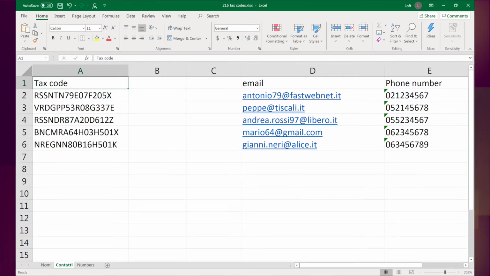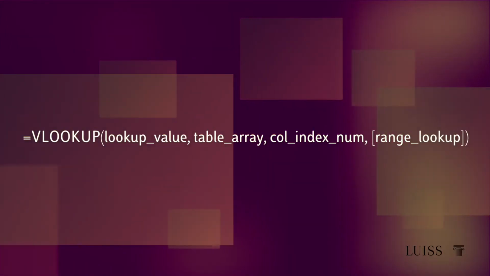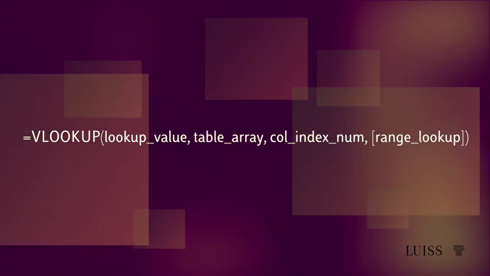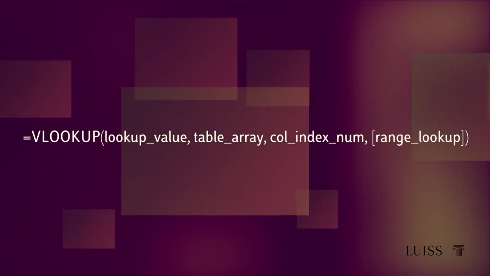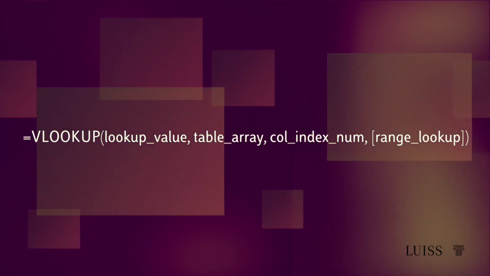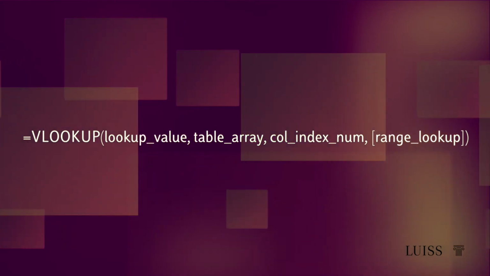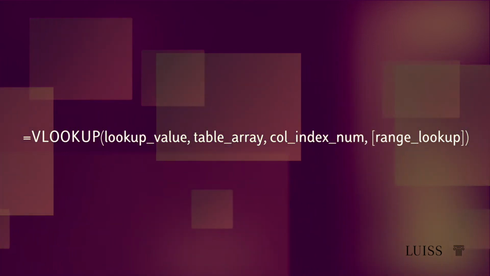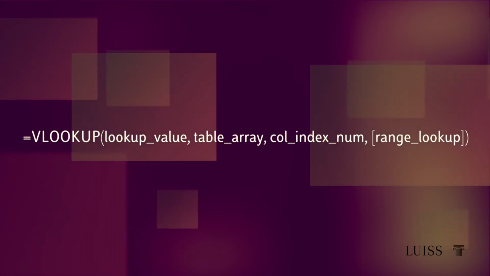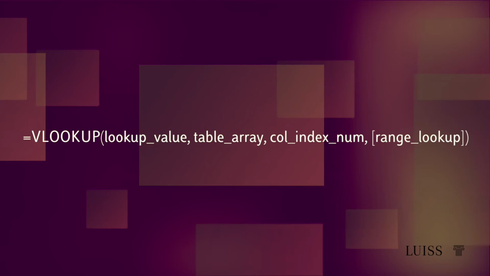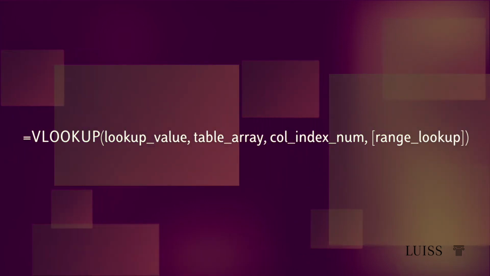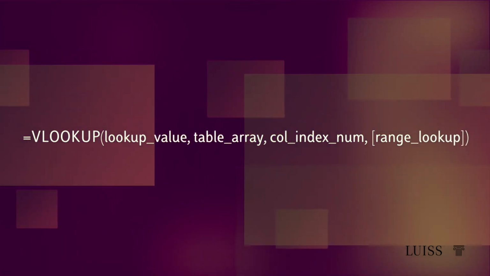The range lookup indication must be expressed with the values TRUE or 1, or FALSE or 0, and is the answer to an implicit question that Excel asks us. The question is, do you want an approximate match to the value indicated? If it is considered sufficient to look for a value similar to the one indicated, you can enter TRUE.